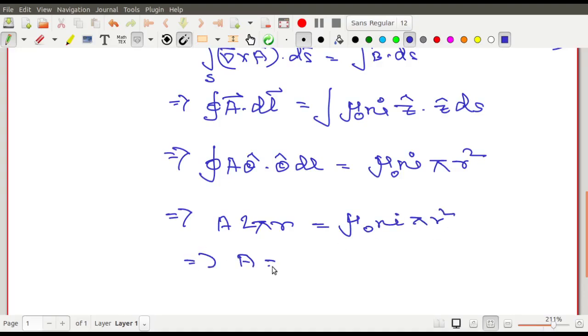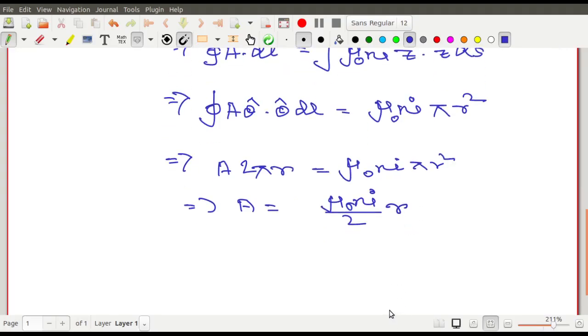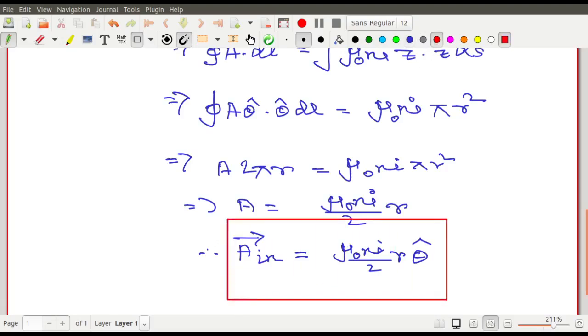So this gives us capital A to be mu 0 ni by 2 r, that is A. And if you want to express it vectorially, A inside, why inside? Because the Amperian loop was lying inside, so we are calculating inside. So A inside equals mu 0 ni by 2 r, and what is the direction of this A? This A is along theta cap. So this is the expression for your A inside, the vector potential inside.